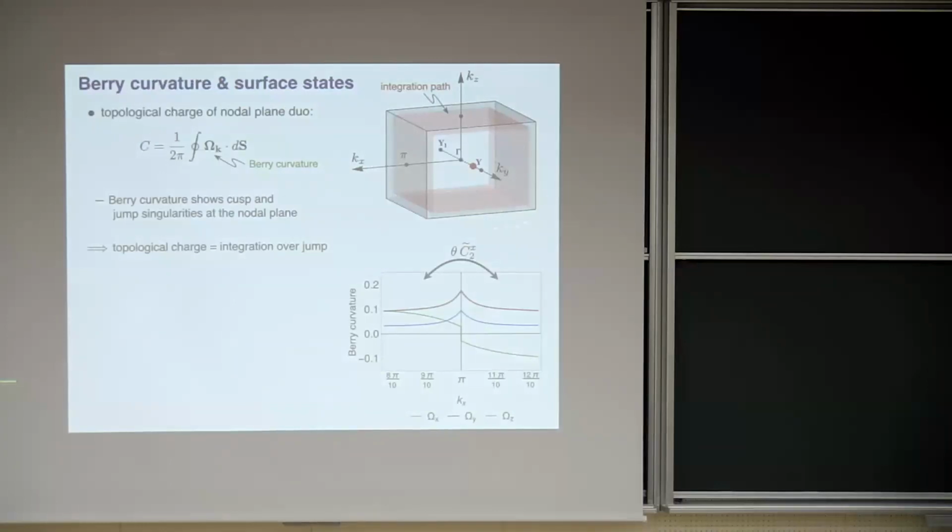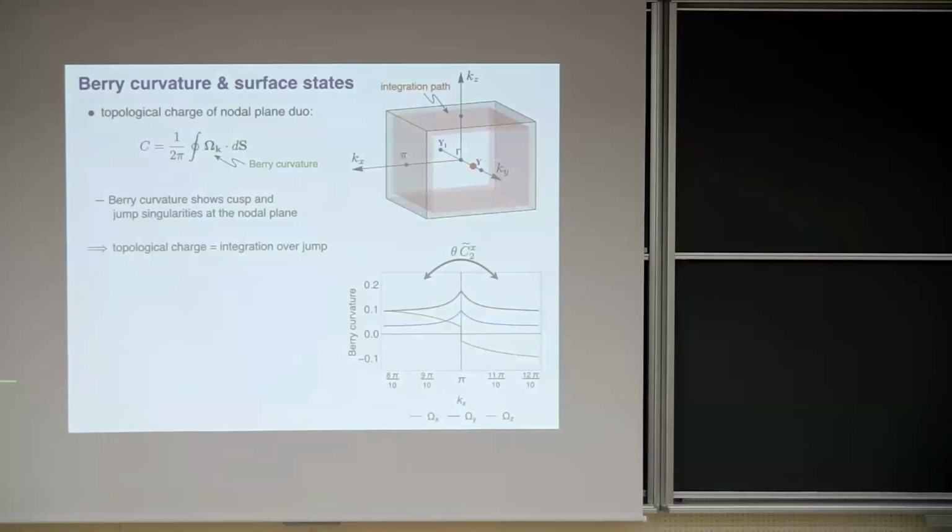Basically, you do this by integrating the Berry curvature along a surface, and the surface is this red cylinder which encloses this nodal plane from the inside. Well, it's actually 2 nodal planes, one here and one here, and remember that the Brillouin zone is actually a 3-torus. So this integration surface encloses these 2 nodal planes from the inside, so to speak.